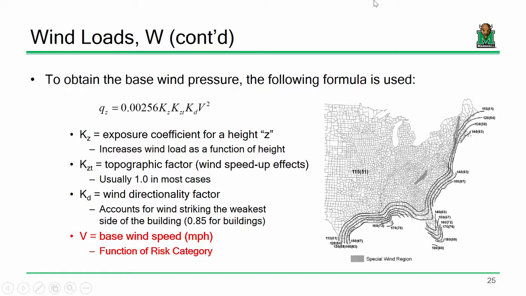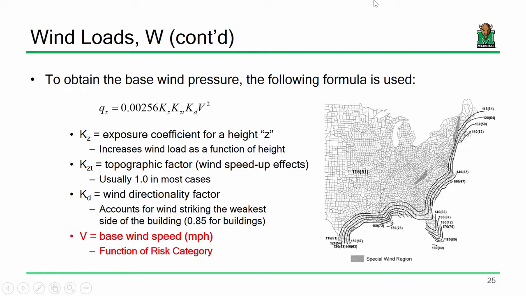Now, Kd is a wind directionality factor. First off, for buildings, it's always taken as a constant of 0.85. But what that does is account for the wind striking the weakest side of the building, so it adjusts your wind speed accordingly. And then V is obviously your base wind speed.